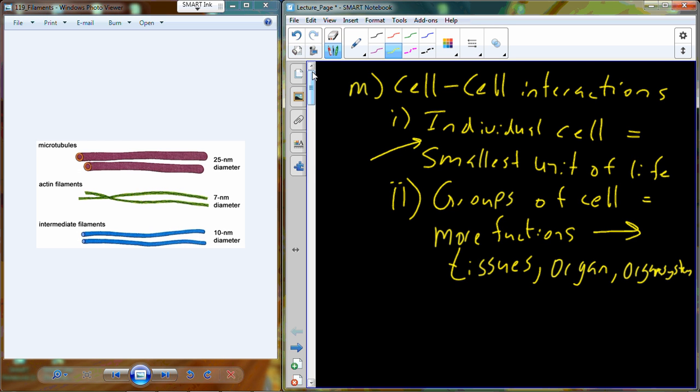So now we don't have tissues that can just contract. We have tissues that can contract, that interact with tissue from the nervous system to help that tissue contract, add some fat in, adipose tissue, and we end up with the heart.